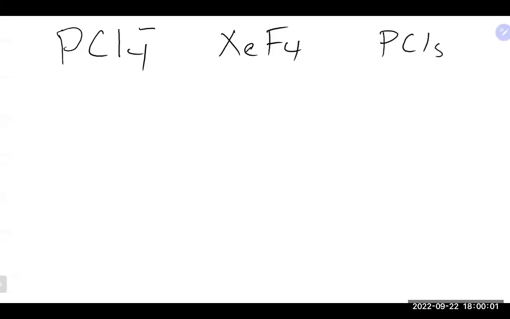So why don't we draw a few more expanded octets here, or exceptions? Why don't we try PCl4 minus, XeF4, and let's do PCl5. All right, draw some Lewis structures based off of those. Okay, let's take a look and see how we're doing. So really here, we'll just follow our same steps and see where we get to.